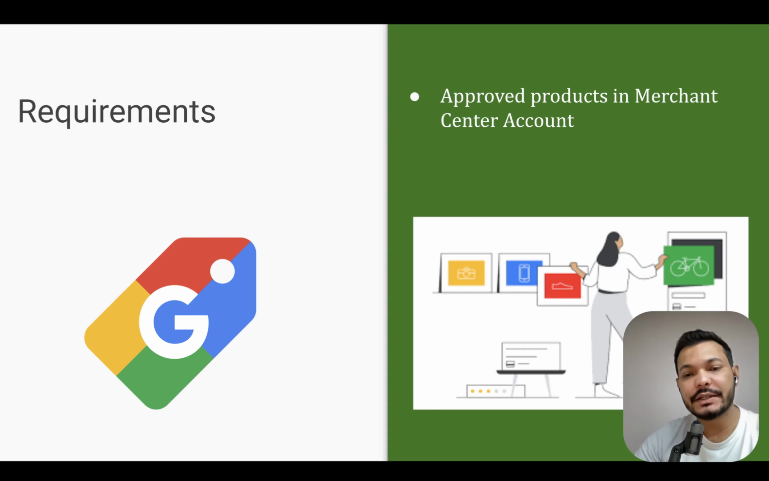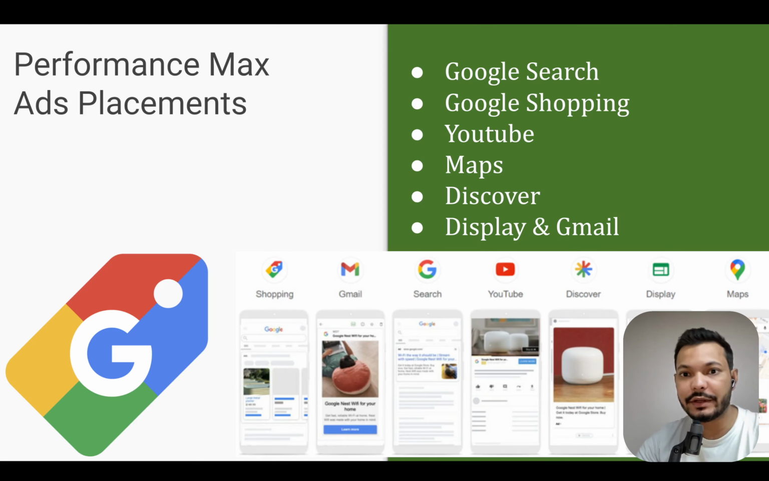In terms of requirements, this campaign only needs to have the approved products in the Merchant Center account. We are talking about the Shopping Performance Max campaign. For a normal Performance Max campaign, you don't need to have the products. But for this one, the Shopping Performance Max, you really need to have the approved products. Once you have these approved products available, then the Performance Max campaign can show the ads at 7 different places, which we have already discussed: search, shopping, YouTube, maps, discover, display, and Gmail.